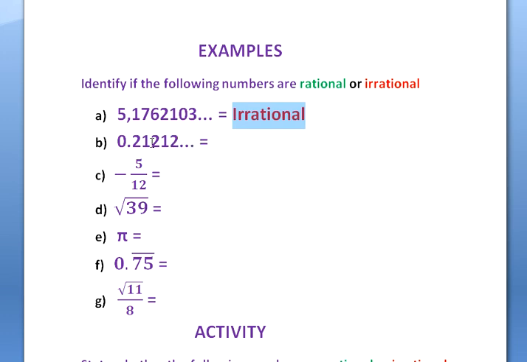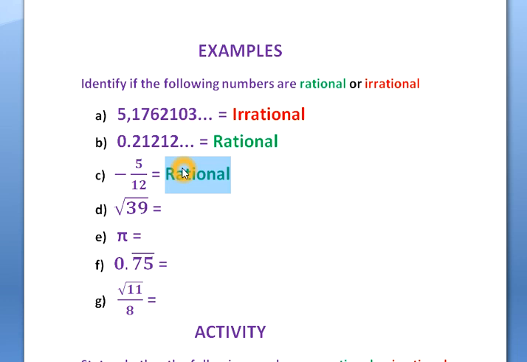But now let's look here at the numbers that we have. We've got 0,21212. That means the next number here should be 1, because you can see there's a pattern of repeating multiple digits. So this qualifies as a rational number. And then we've got -5/12. Now let's look at both numerator and denominator. -5 is an integer, 12 is an integer. This means that this is a rational number.